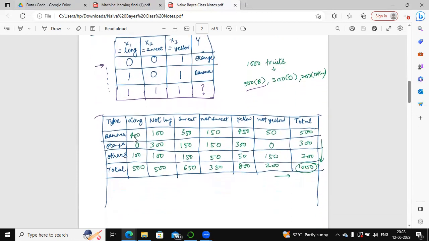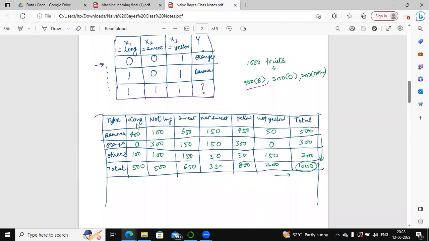Now, how many bananas are long? Out of 500, 400 bananas are long and 100 bananas are not long. How many bananas are sweet? Let's say 350 bananas are sweet, so 500 minus 350, 150 bananas are not so sweet. How many yellow bananas are there? We have 450 yellow bananas, and the total is 500, so 500 minus 450, 50 bananas are not yellow.